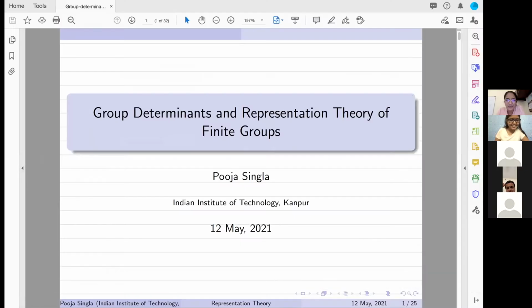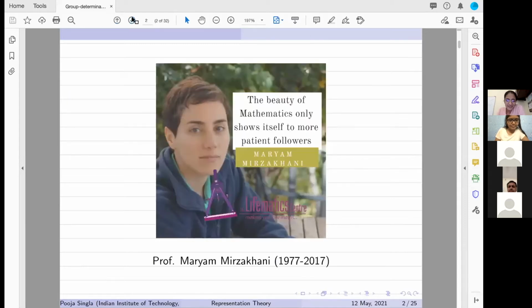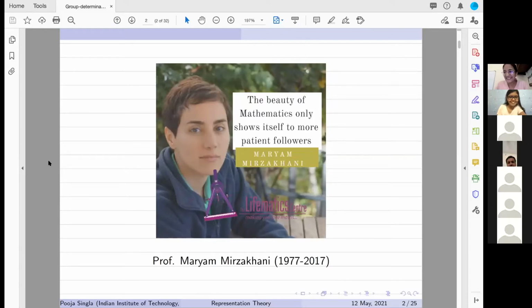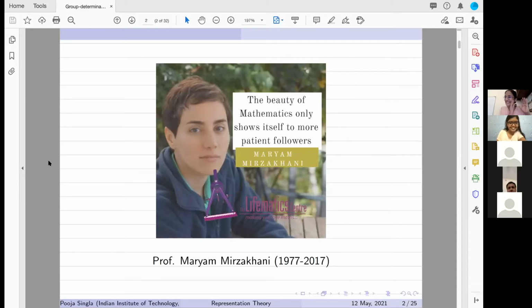So I'm going to talk about Professor Maryam Mirzakhani. I didn't know much about her until we came to know that she got her Fields Medal. And then there were pictures online of her with her daughter. For me that was inspiring to see somebody balancing, doing her work and managing to do everything.